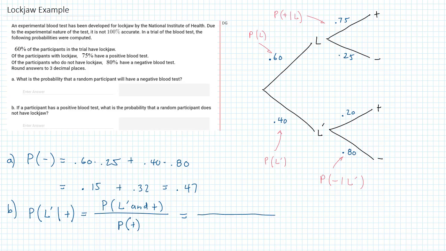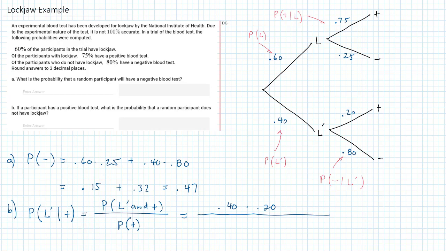So let's look at the top part. We need to find not having lockjaw and positive. That's the branch that goes from not having lockjaw to positive. So that's going to be 0.40 times 0.20. Now find the probability of a positive test.